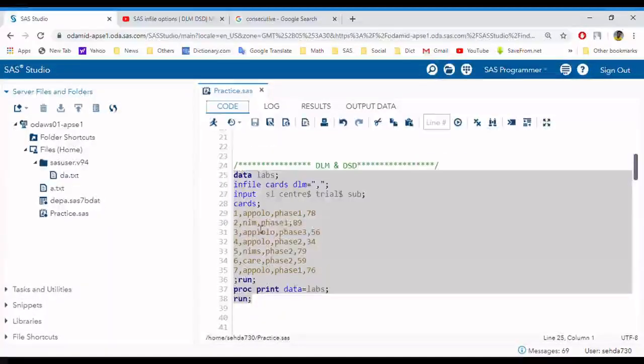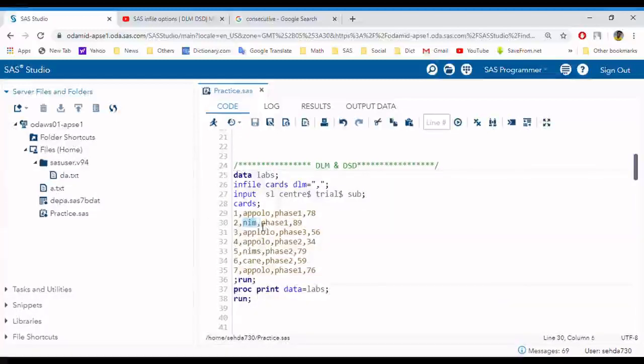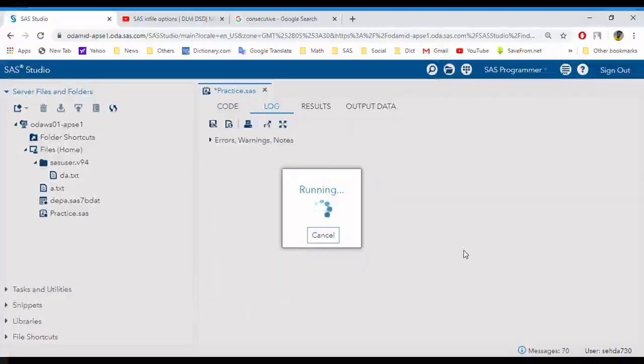I was talking about the drawback of this DLM. If two consecutive commas are there, then actually something is missing between them, right? Will DLM help SAS understand that something is missing over there? No, that's the drawback of DLM. Let's try to run this and see.